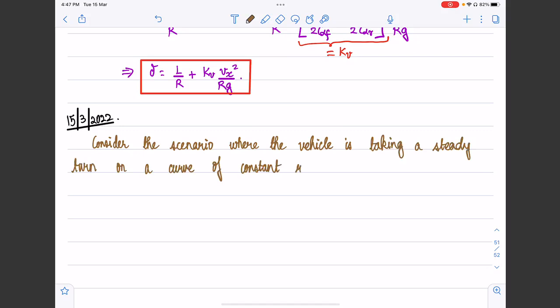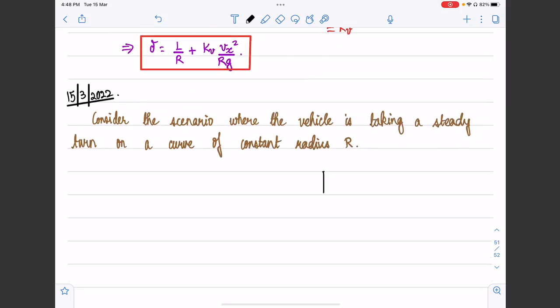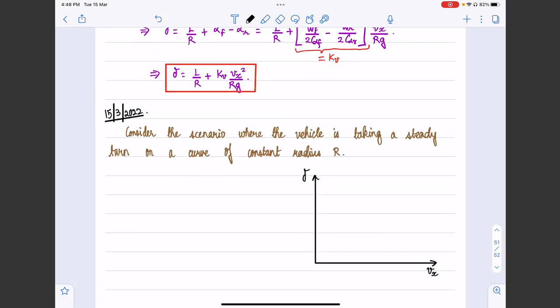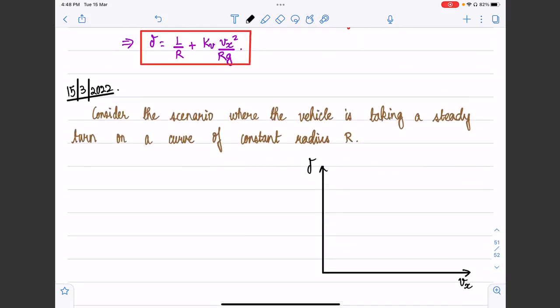Given this, let us now plot the variation of the steering angle delta with the vehicle longitudinal speed, based on this particular equation. So we plot Vx on the x-axis and delta on the y-axis, and let's say this is the origin. We are essentially plotting delta equals L by R plus KV Vx squared by RG, and let's analyze what happens for various cases.